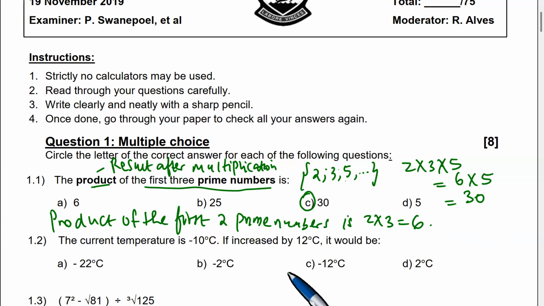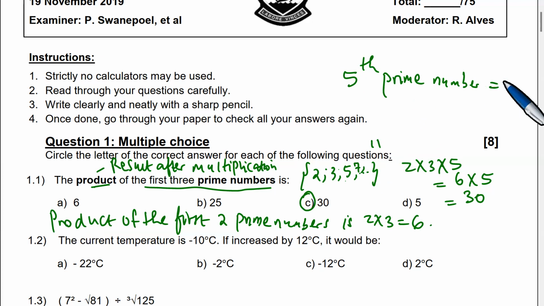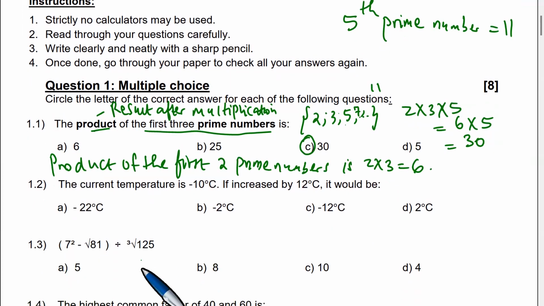What is the fifth prime number? Prime number number 5 in the set. 2, 3, 5, 7. Is it 11? Well done. Fifth prime number is equal to 11. Okay, let's look at 1.2.